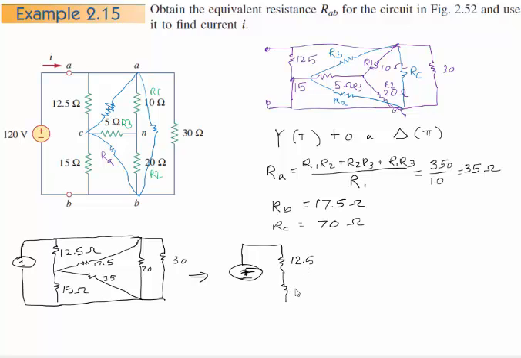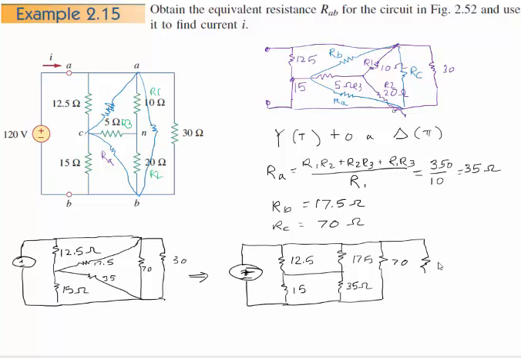12.5, 15, and instead of having my node come together and go at weird angles like that, I'm actually going to do it like this. There's my 17.5 ohms. So I just extended this into a straight line. And then there's my 35 ohms. And now I also have a 70 ohm and a 30 ohm.